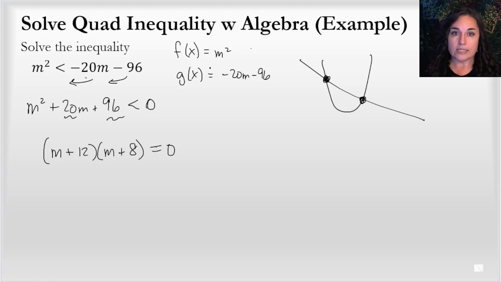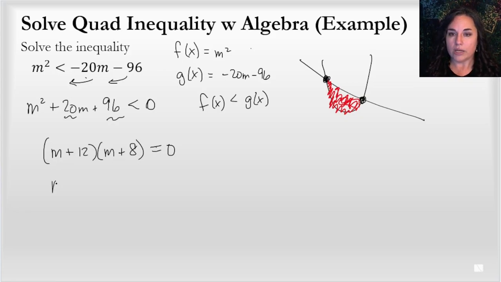Overall, what it's asking is, when is f of x less than g of x? When is the parabola less than the line? I don't know those intersection points, but I am going to notice that it's going to be in this region from here to here. That's when the parabola dips below the value of that line. That's where the parabola is less than the line.